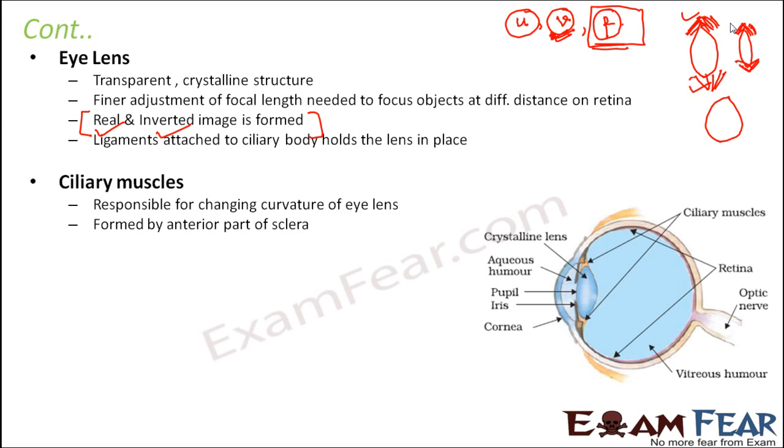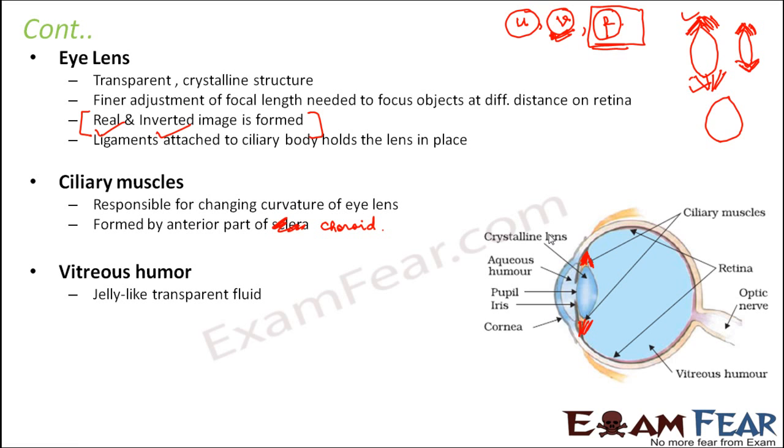It is formed by the anterior part of sclera. So if you see here, it is not actually sclera, it is formed by the anterior part of the choroid, that is the middle layer. So if you see, this was the middle layer, and the front part of the middle layer actually forms the ciliary muscles. Front part of sclera forms cornea. So you can have a look at it from the picture, it will become clear to you.